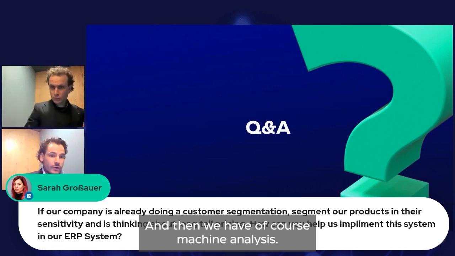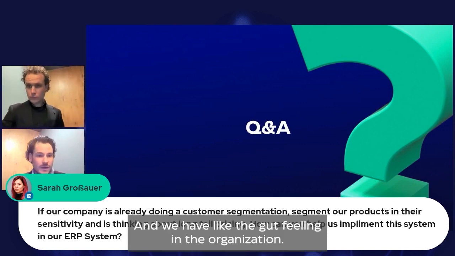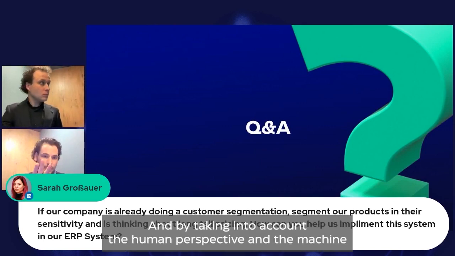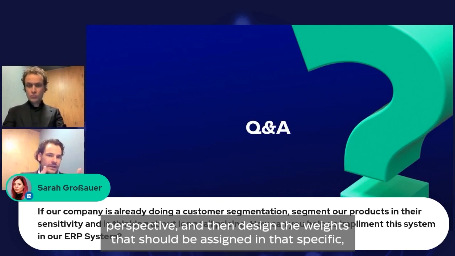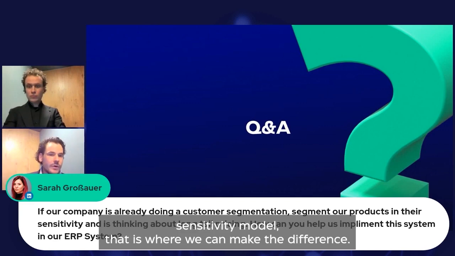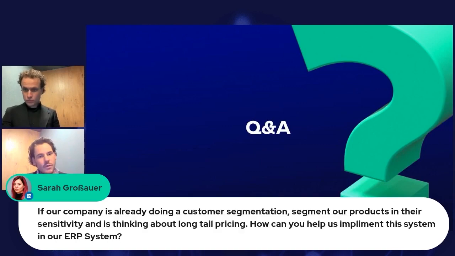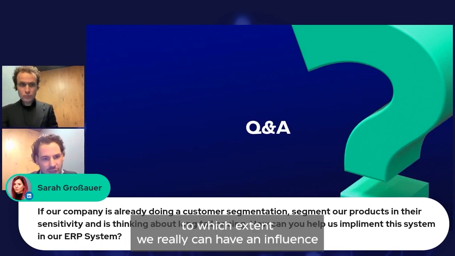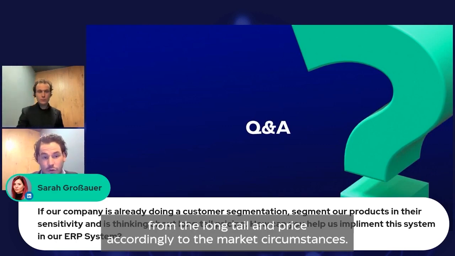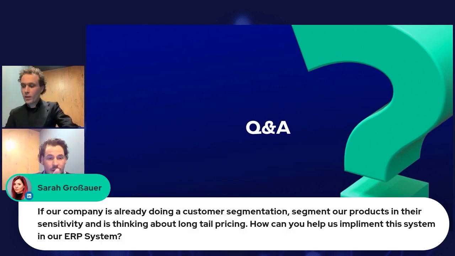And then we have, of course, machine analysis, and we have the gut feeling in the organization. By taking into account the human perspective and the machine perspective, and then designing the weights that should be assigned in that specific sensitivity model, that is where we can make the difference. So it's also the methodology and the deployment of that sensitivity model, to which extent we really can have an influence on the long tail and price it accordingly to the market circumstances.